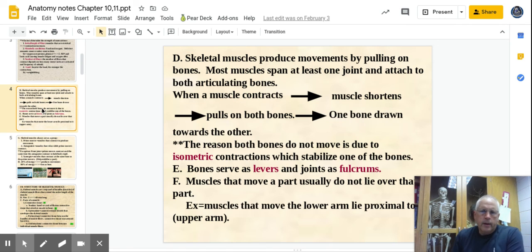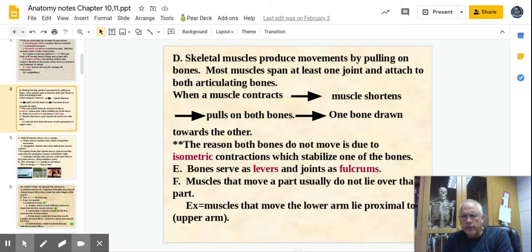Okay. A couple other things. When skeletal muscles move, there's a little physics involved. They produce movements by pulling on bones. Usually muscles span at least one joint, and usually don't lie over that joint. When a muscle contracts, the muscle shortens and both bones get pulled. So you move your arm, you move your legs, you do whatever.